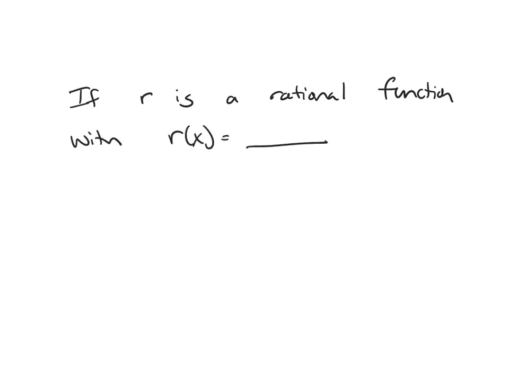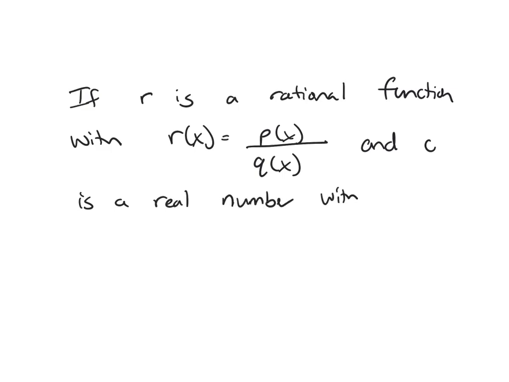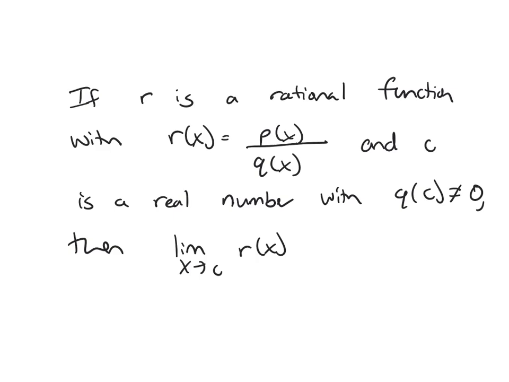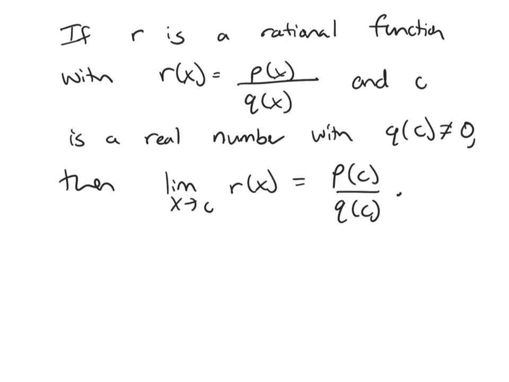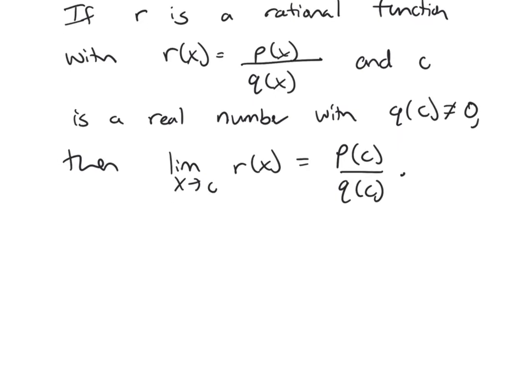So if R is a rational function with the numerator being the polynomial p of x, the denominator being the polynomial q of x, and c is a real number, with, when I plug in c, the denominator is not 0, then the limit as x goes to c of my rational function, I can just plug in. So as long as my denominator is not 0 when I plug in my value, to find this limit, I can just plug in. I can substitute.